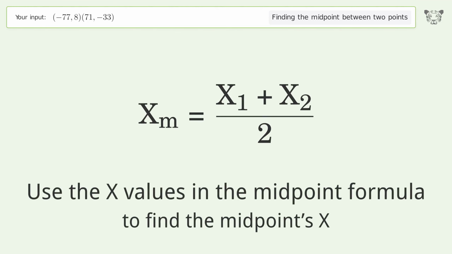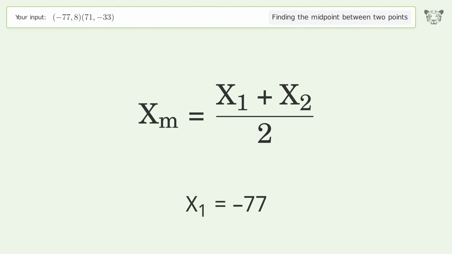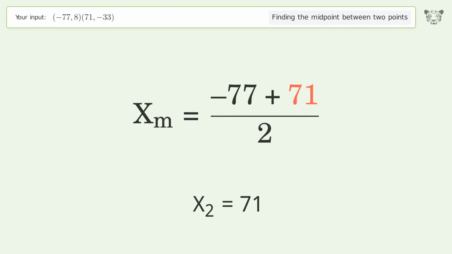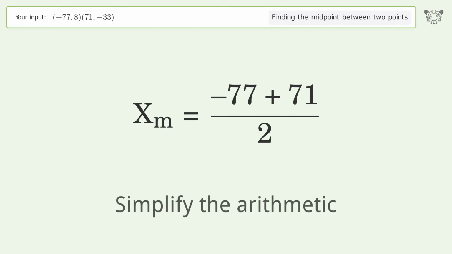Use the x values in the midpoint formula to find the midpoint's x. x1 equals -77. x2 equals 71. Simplify the arithmetic.